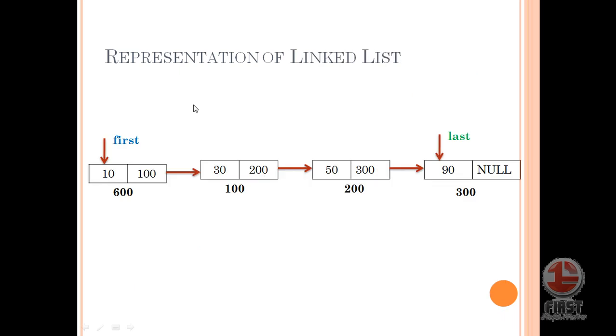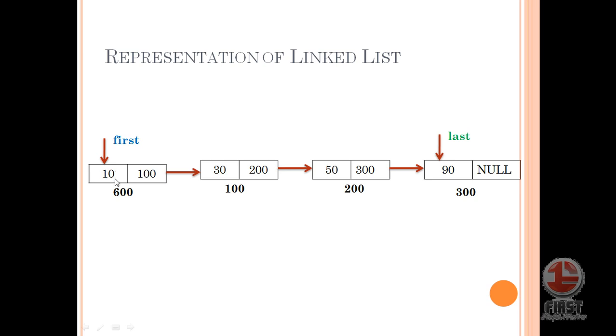Let us understand what are linked list. Linked list is nothing but links of data. That is why it is called as linked list. Here there is a node. This portion where we have two fields, one is called as data and another is called as link, this particular portion is called as a node. A node contains two fields.